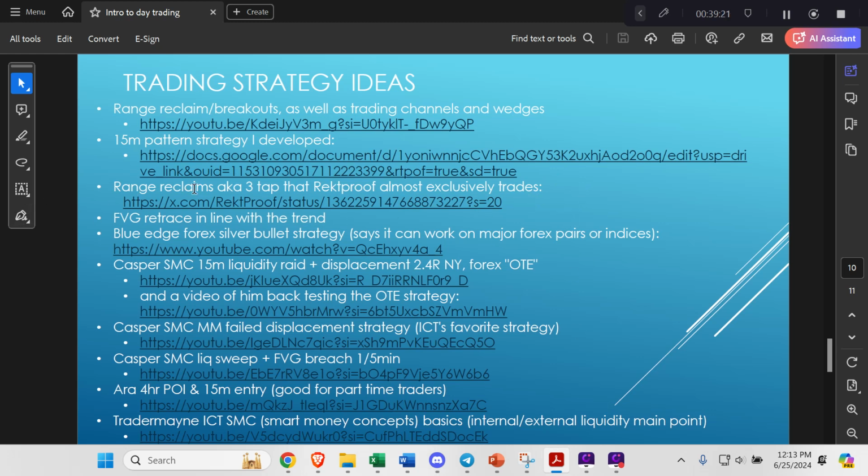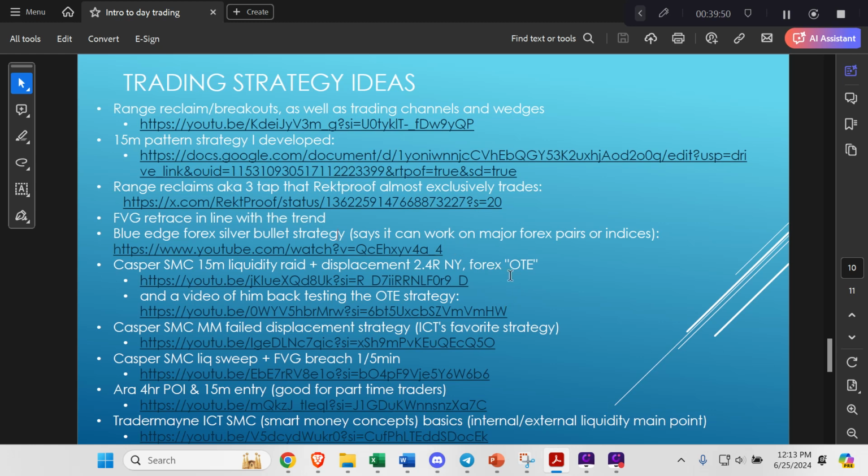RecProof also does these range reclaims. I think he has a tweet where he goes over that. Obviously, the fair value gap trades in line with the trend, like I said for the Bitcoin example, that could be something you test. I actually recently came across this silver bullet variation from this guy Blue Edge, and he says it can work on pretty much any major forex pair or indices. So this could be something you want to try.